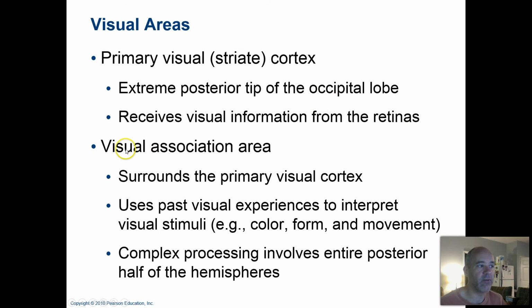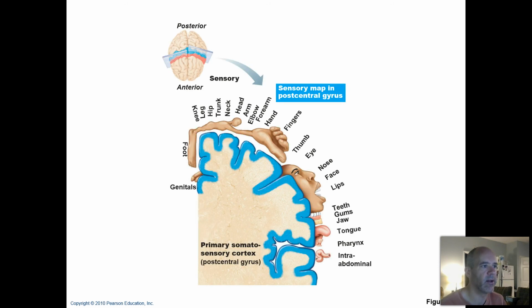Then you have a larger visual association area that surrounds the primary visual cortex, and this is where you take this vision information and compare it to past memory so that you know what something is. I know that color is red. I know that that person is Bob. Those types of realizations that we have occur from the visual association area. So lots of complex signaling going on there.